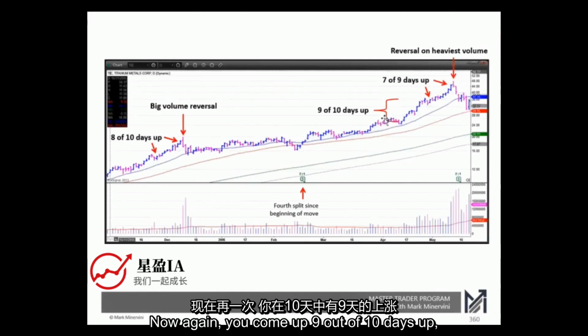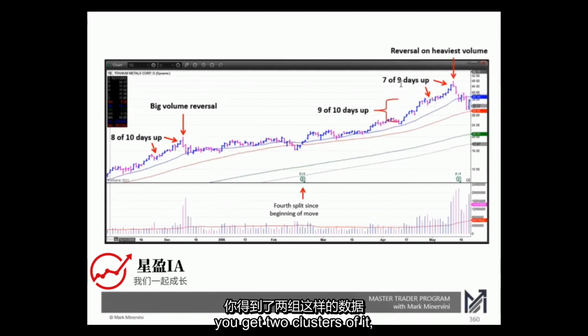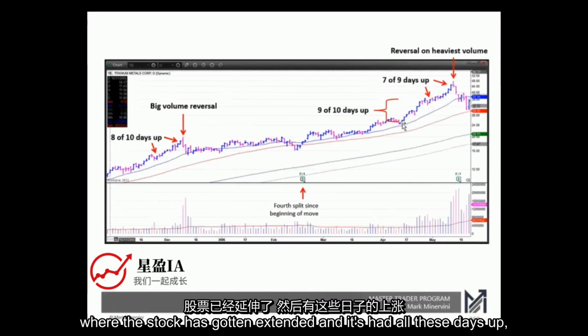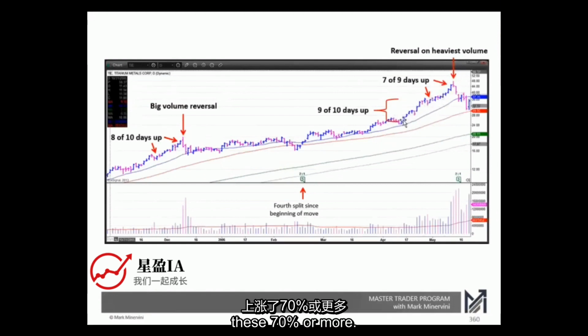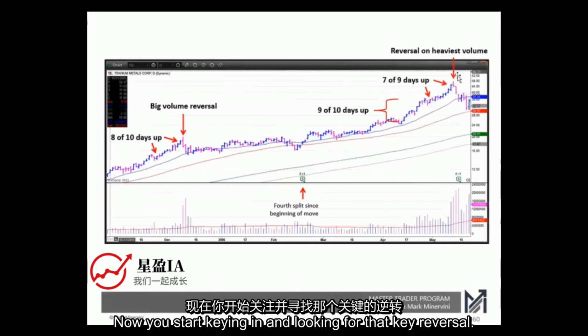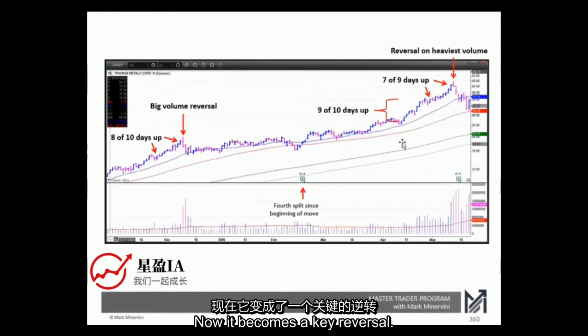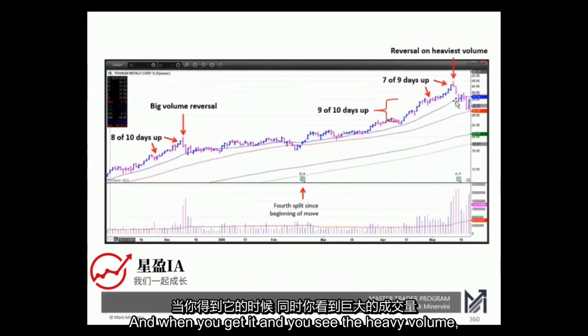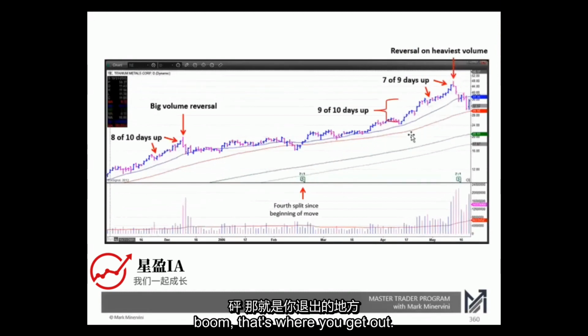Now, again, you come up, 9 out of 10 days up, you get 2 clusters of it. 7 out of 9 days up, reversal on heaviest volume. Boom, right there. See, because you're in that position now where the stock has gotten extended and it's had all these days up, these 70% or more, now you start keying in and looking for that key reversal. Now it becomes a key reversal. And when you get it and you see the heavy volume, boom, that's where you get out. Okay, so there's a chronology to this.